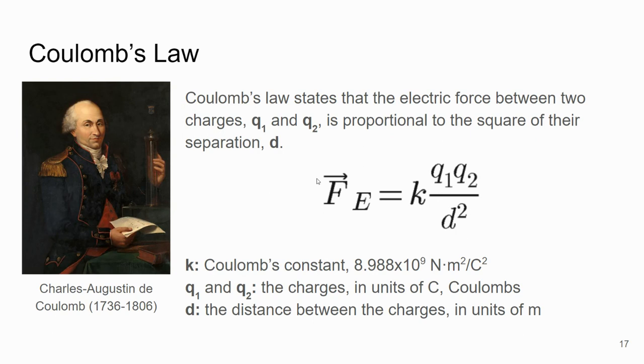So Coulomb's law. This is Charles Augustin de Coulomb. This states that the electric force between two charges, Q1 and Q2, is inversely proportional to the square of their separation d. So this formula here: F_e is equal to k Q1 Q2 divided by d squared. For whatever reason, the symbol for electric charge is a Q, sometimes lowercase, sometimes capital Q. You may notice that the word charge doesn't contain the letter Q in it, but that's how we do it.